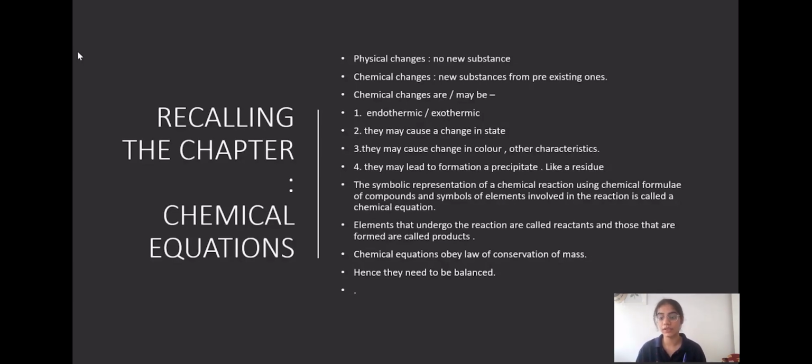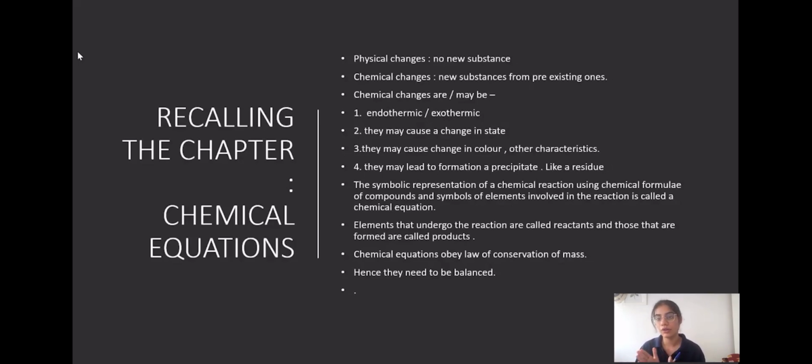Elements that undergo the reaction are called reactants. They come on the left hand side, and those that are formed are called products. They come on the right hand side. We form an arrowhead to direct to the point where the products are being formed.